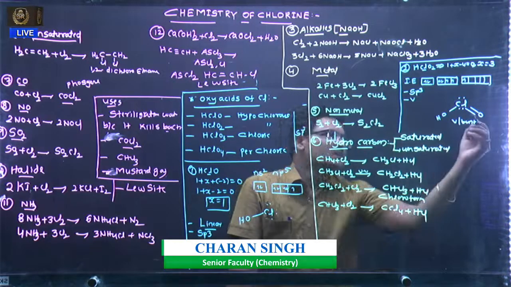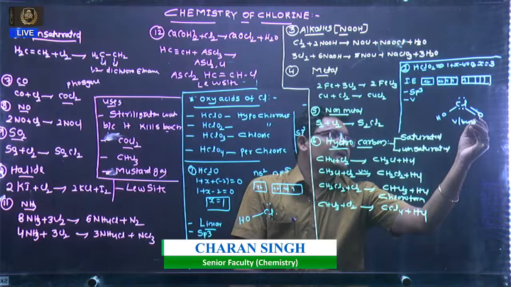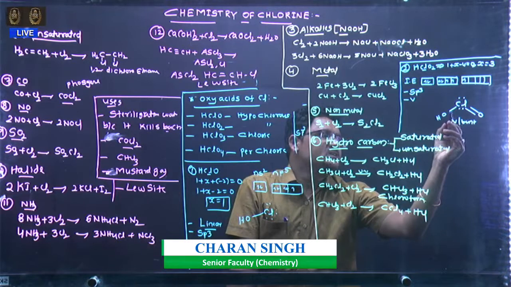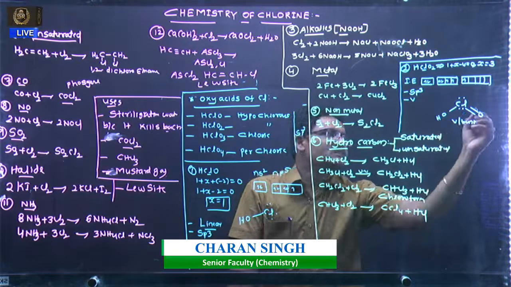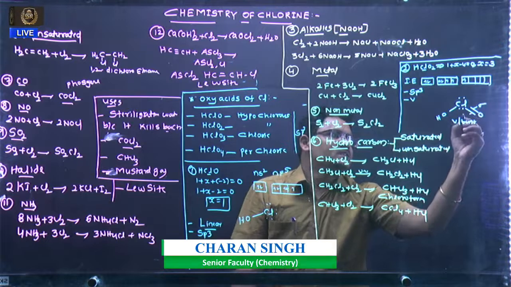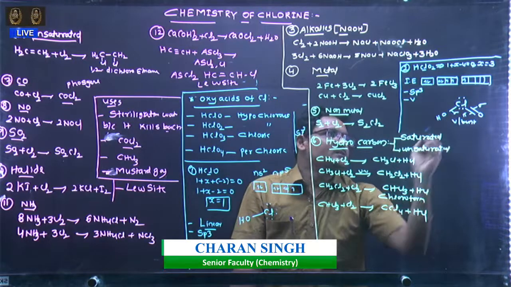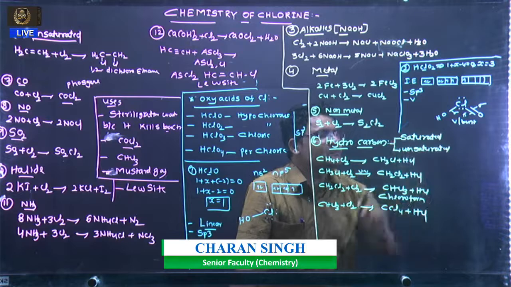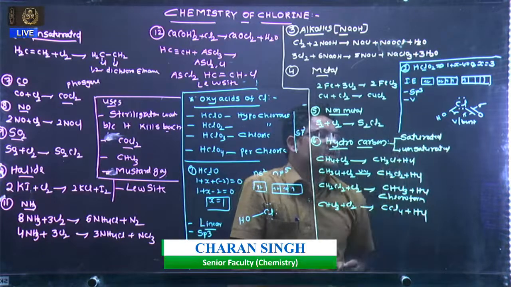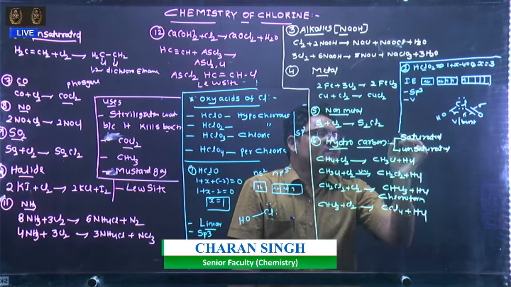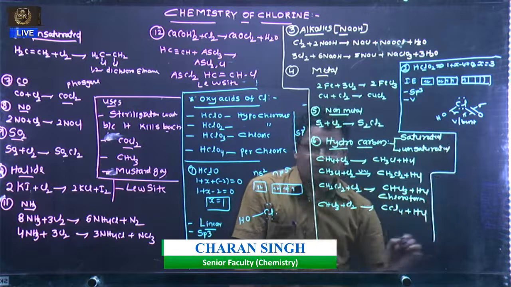This one is sigma and pi, and the others are also sigma. How many sigma? 1, 2. This is pi, and this is only sigma. So it contains 2 sigma and 1 pi bonds. After this, we go to the next one.